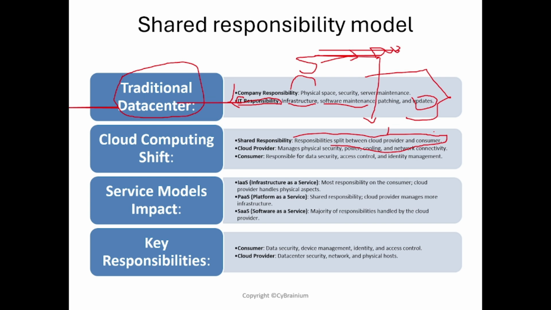Now, who is the consumer? The consumer is you, the organization that is taking that resource. So what is split here? Basically, the hardware and the infrastructure. The cloud provider manages the physical security. They have the hardware, the storage, the security, the network connectivity, the power, and the cooling. All these physical things they have.